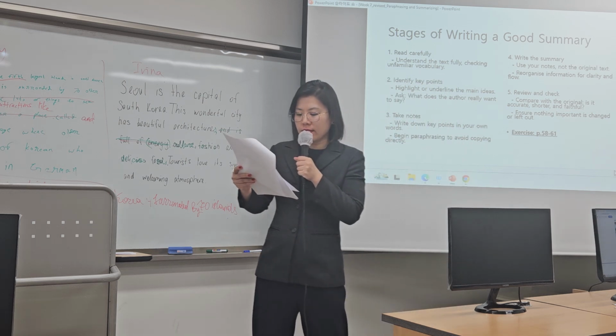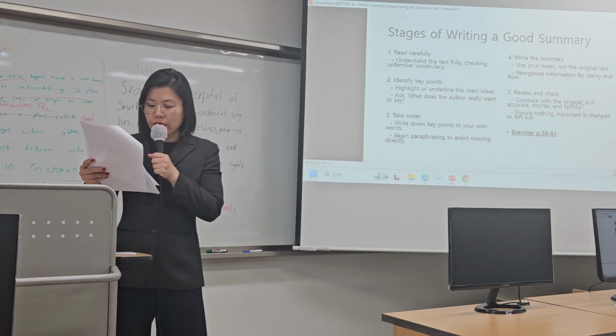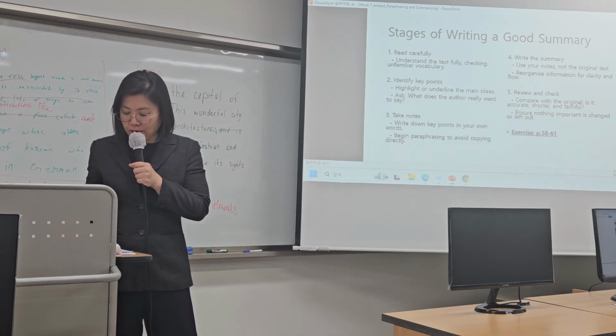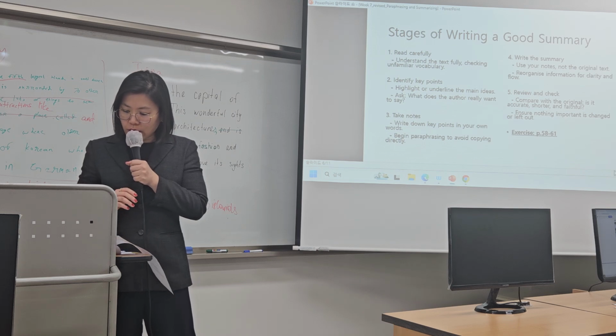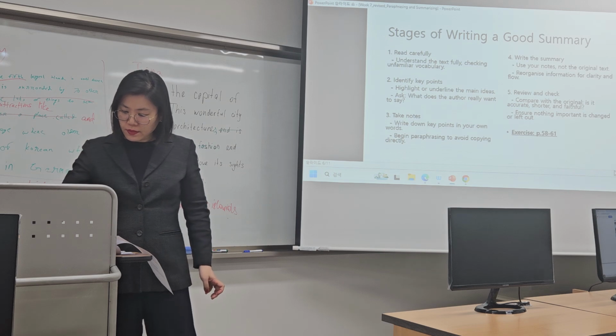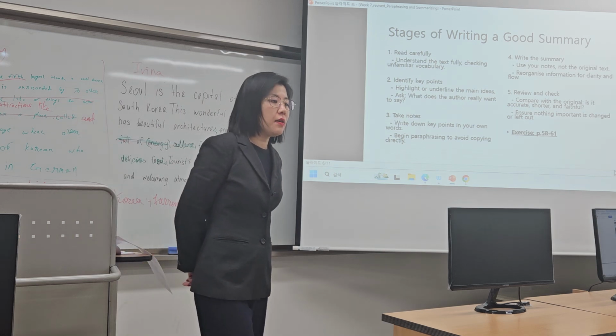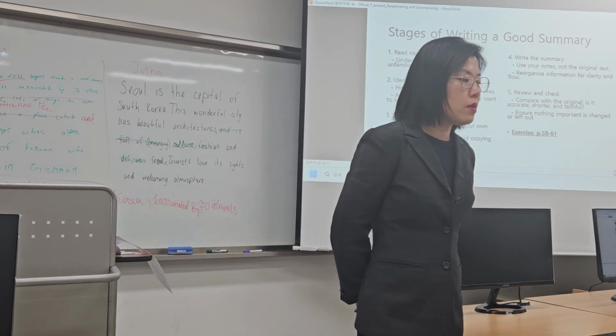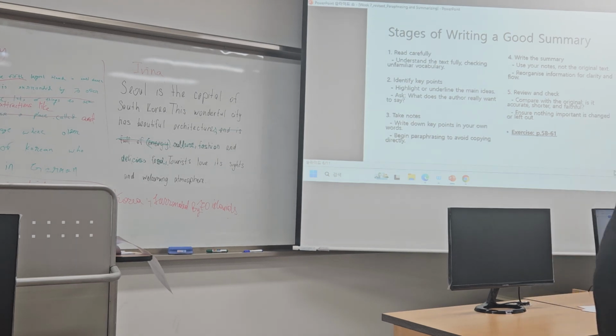Okay? Alright, so let's go on to practice B. Read the following text and underline the key points. You actually underline the key points first, and then we're going to do the B afterwards. Underline the key points in the text.